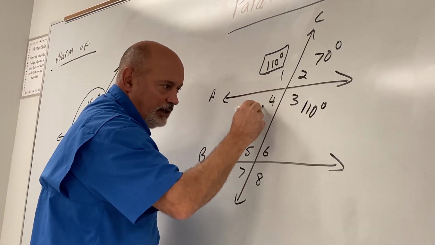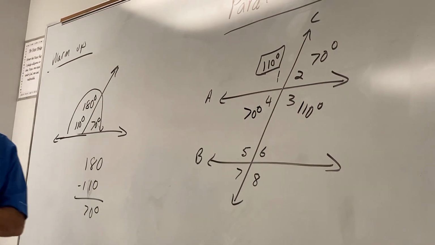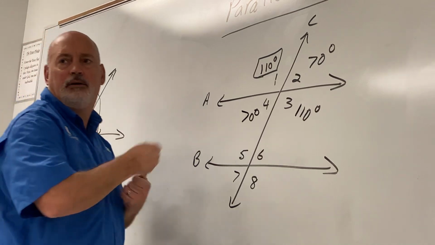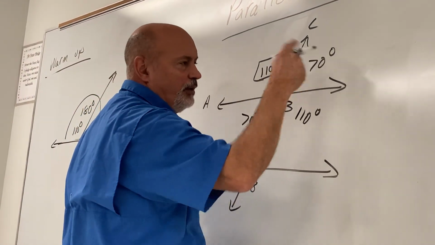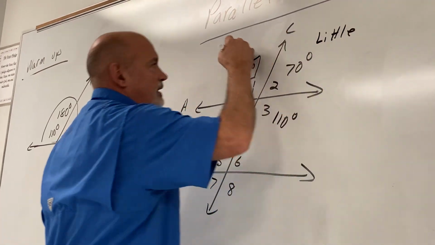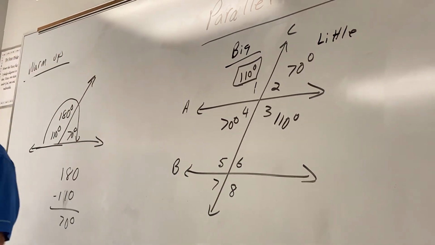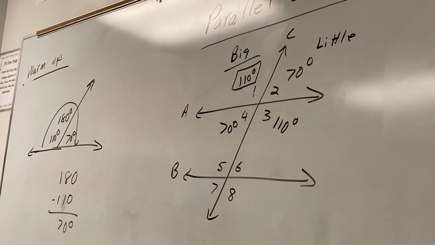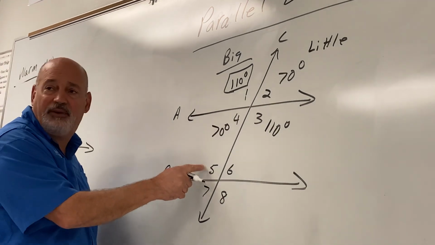70. All right, now, do you agree that we've got a big angle and a little angle? This is the big one, 110. The little one would be 70. So when you're doing these, I like to see, is it the big angle? If it is, it's going to be 110. If it's the little angle, it's got to be 70. Are y'all with it? All right, let's look at this one right here.